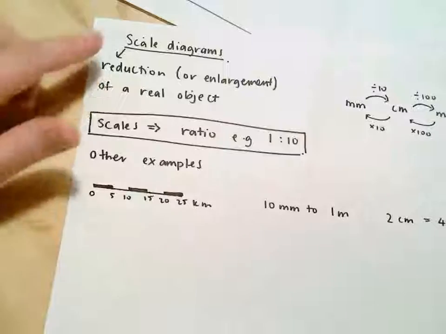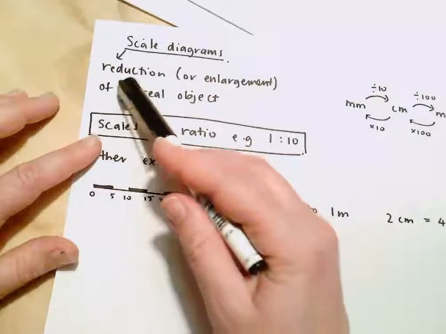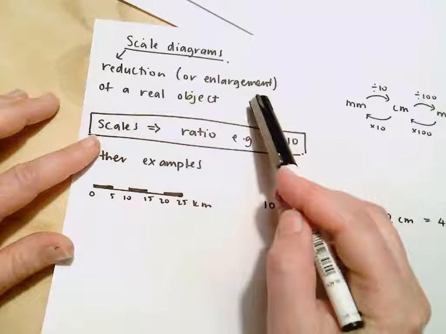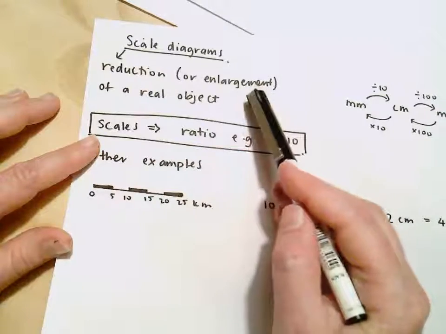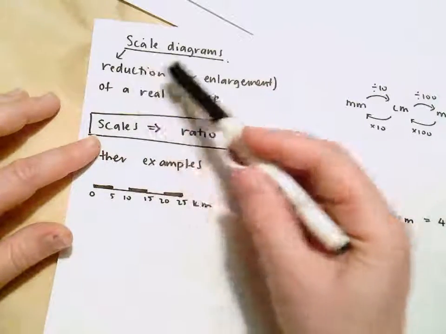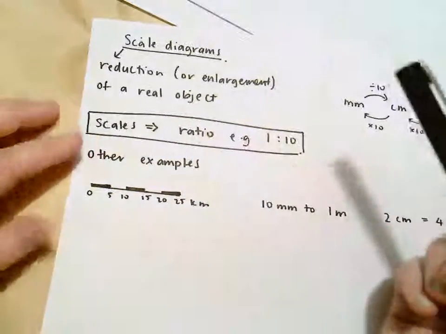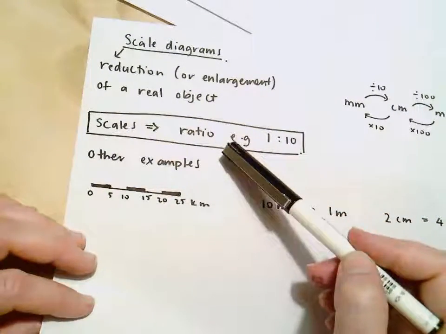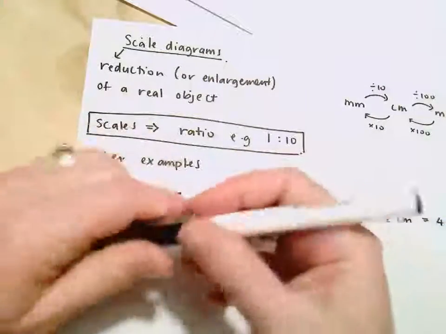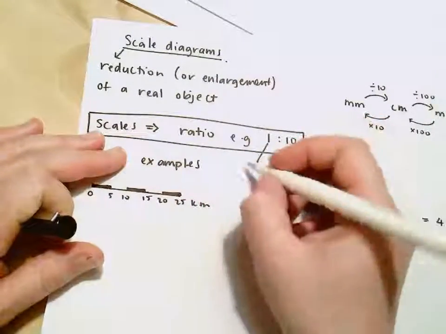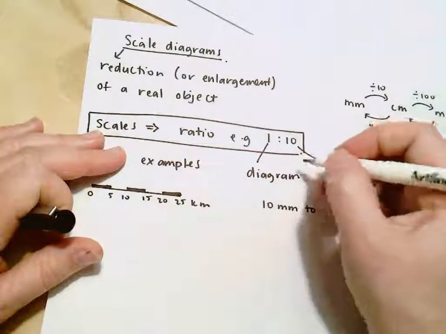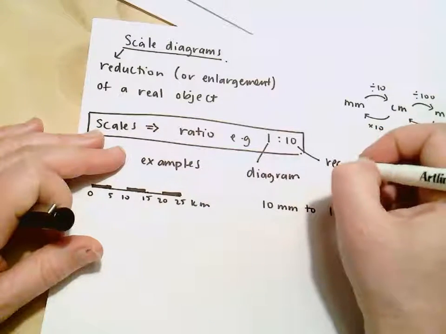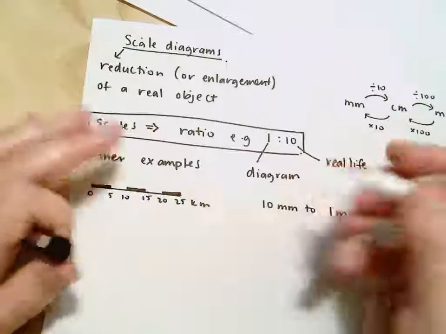Just to give us a definition, a scale diagram is a diagram that shows a reduction or an enlargement. We might use an enlargement if you're looking at a small object under a microscope, then you draw a larger diagram than the real object. But it's a reduction or an enlargement of a real object. And we give a scale as a ratio, just like the one you saw, 1:200. An example here is 1:10. This means that 1 centimetre on my scale diagram is equivalent to 10 centimetres in real life. So that's how these ratios work.